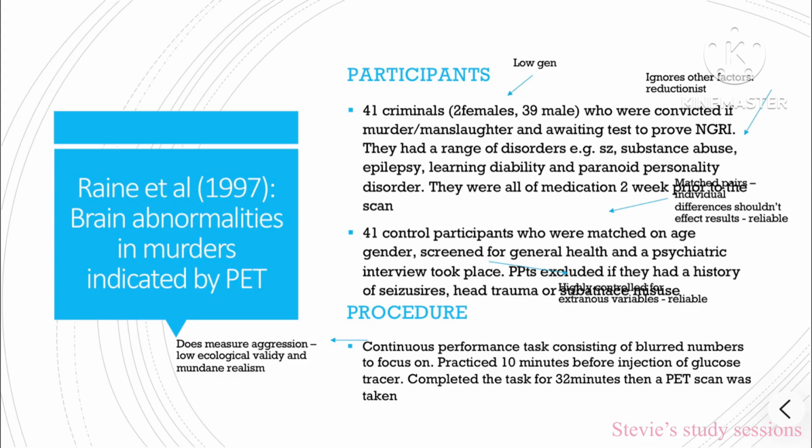Raine used a matched pair design. This should control for individual differences, therefore making it reliable. Due to screening control participants, it can be seen as highly controlled for extraneous variables. It can also be seen as ethical. Due to using a continuous performance task, it can be seen as low in ecological validity and mundane realism because this does not measure aggression.